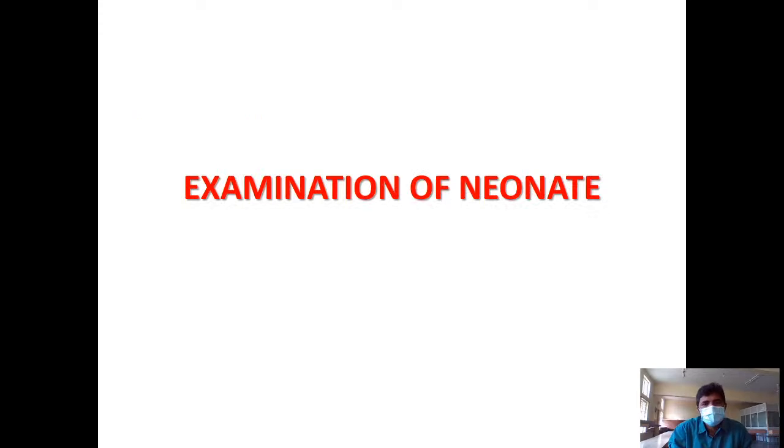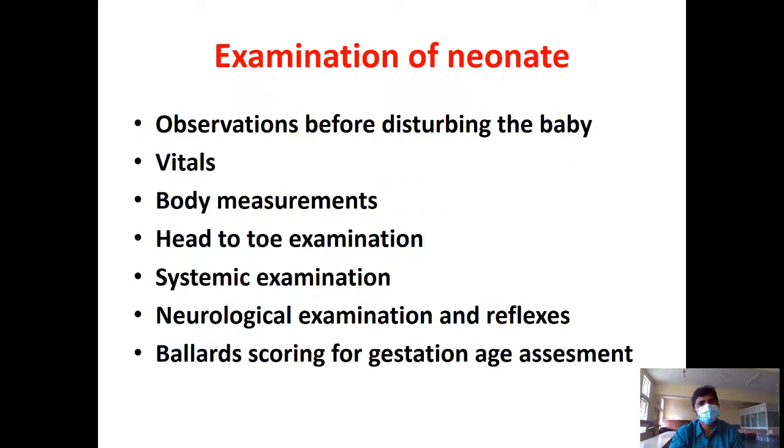So with this background, let's get into the physical examination of the neonate. These are the steps, the ways of examining the neonate. Try to gather as much information as possible by observing before disturbing the baby. Once the baby gets disturbed, it is quite difficult to assess vitals, body measurements, head to toe and systemic examination. So gather all the information you can without disturbing the baby. That's the tip for carrying out a proper examination of the baby.